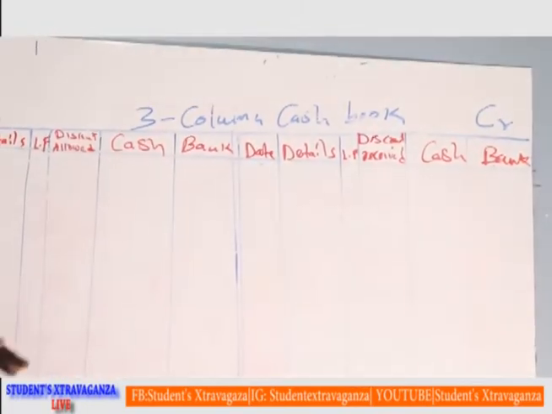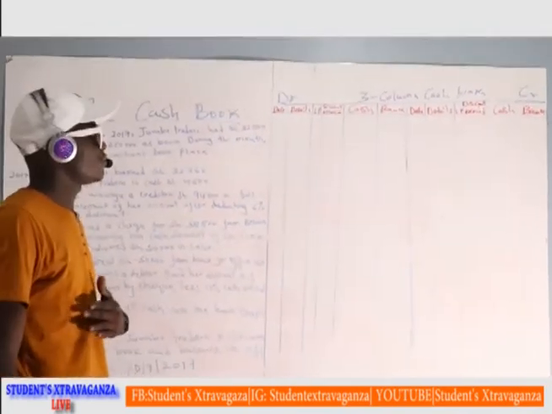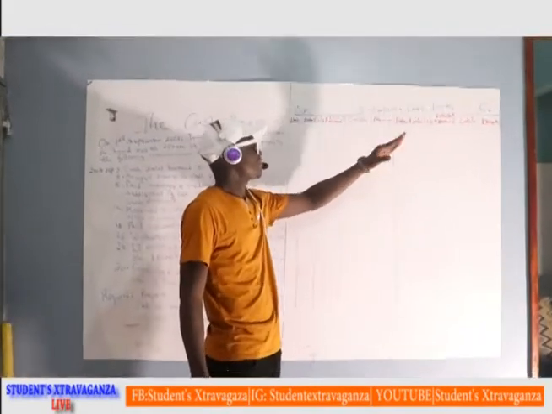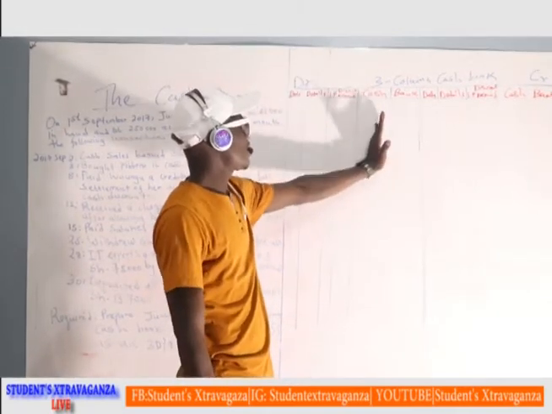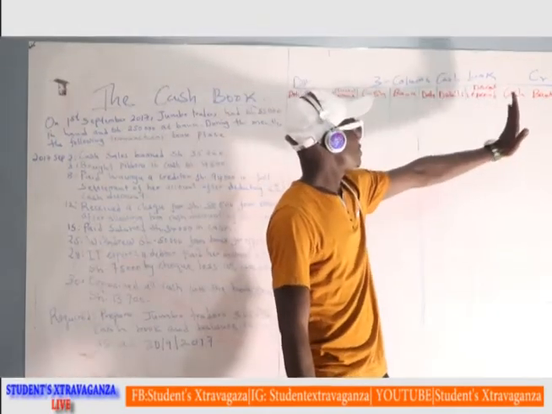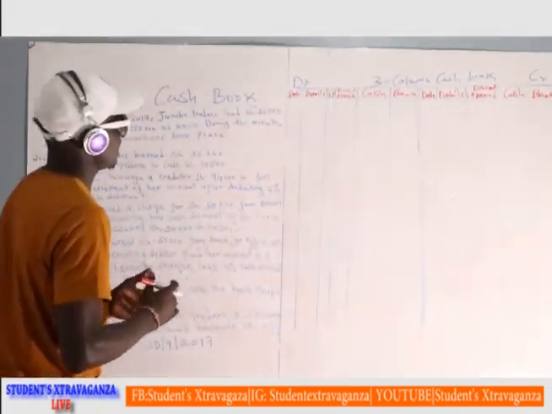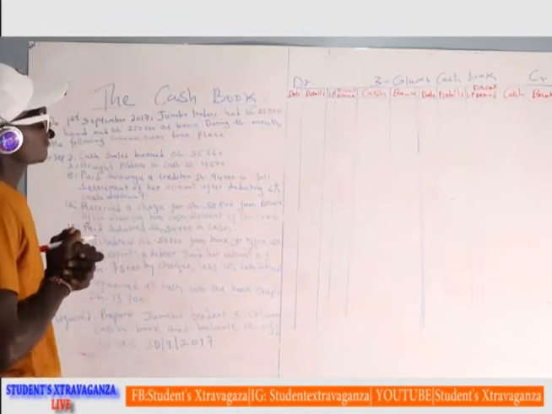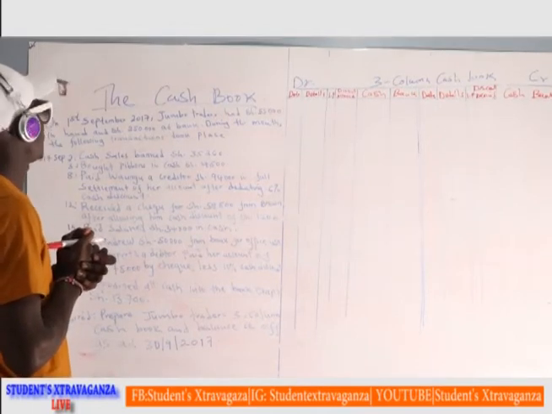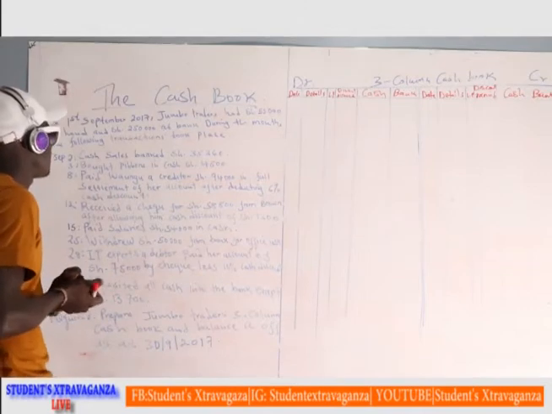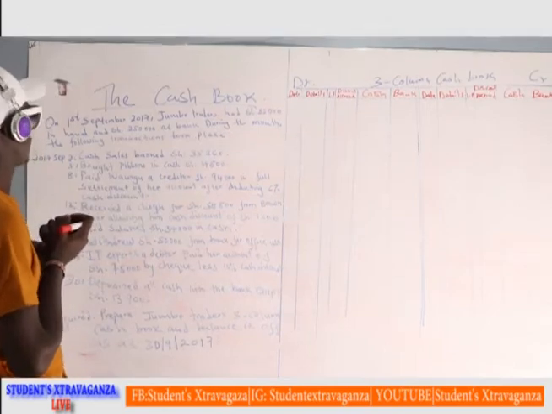We are calling it a 3-column cash book. We have a double column cash book, also called a 2-column cash book. This one is referred to as a 3-column cash book because it has 3 money columns: discount allowed, cash, bank; discount received, cash, bank. It has 3 money columns on both the DR and CR side. So, after noting that down, we have to start recording our accounts. We have to capture them on our 3-column cash book.